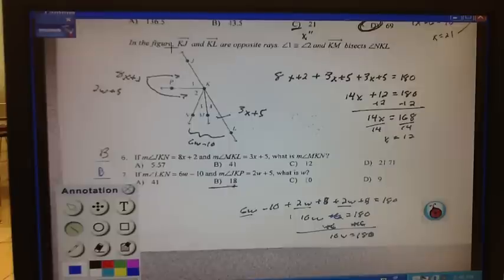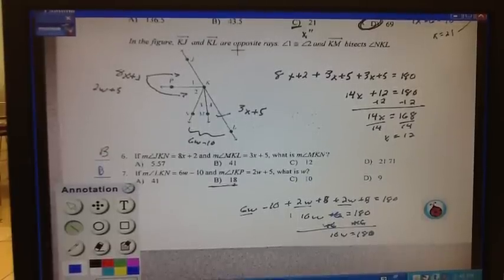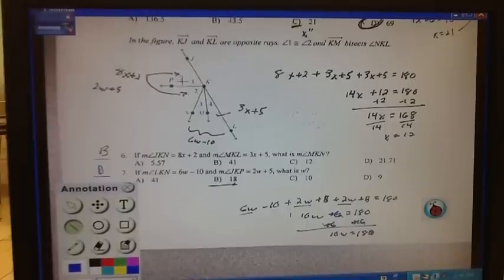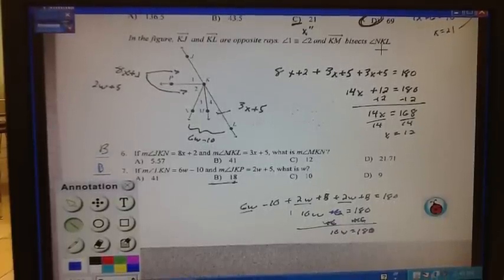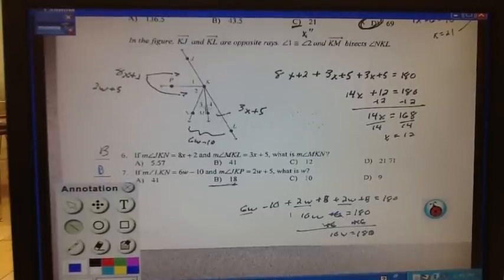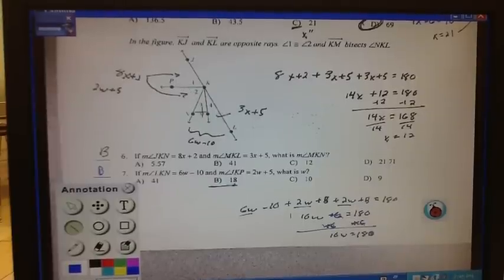We're given this big picture. We got KJ and KL are opposite rays, so they're just pretty much stating that that's a straight line, J to K and K to L. It says angle 1 and 2 are congruent, and KM bisects angle NKL. So MK here bisects these two, making 3 and 4 congruent. So 1 and 2 are equal, 3 and 4 are equal.